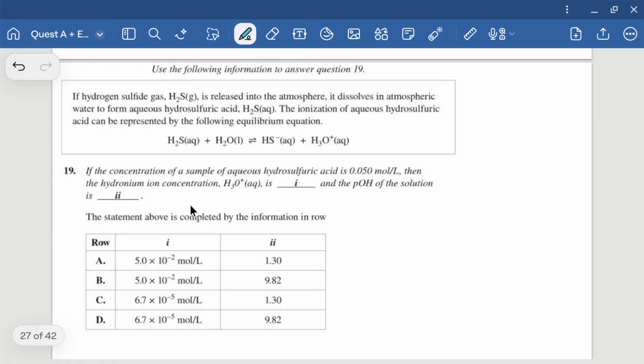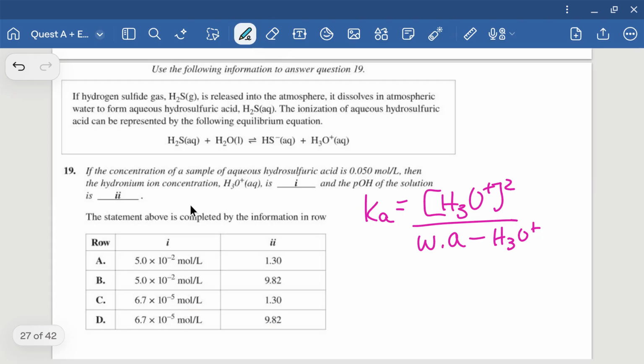So I think we're about halfway through going into question 19. We have some information about a system, and we are told the concentration of the acid, and we want the hydronium ion concentration, and then the pOH of the system. So here you want to remember the formula that your Ka equals your hydronium concentration squared divided by the concentration of your weak acid minus hydronium. Now you can also remember, if you're finding hydronium, you can ignore it in the denominator.